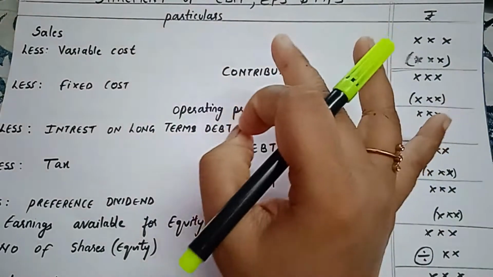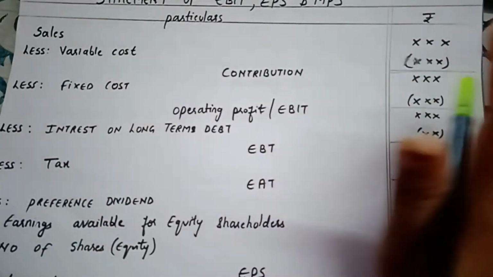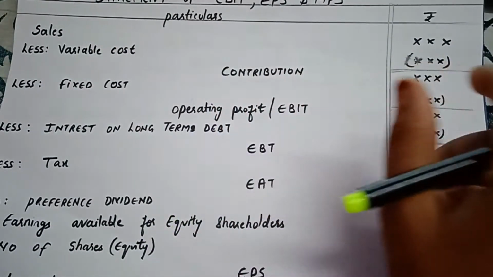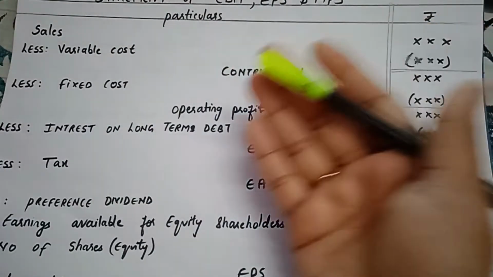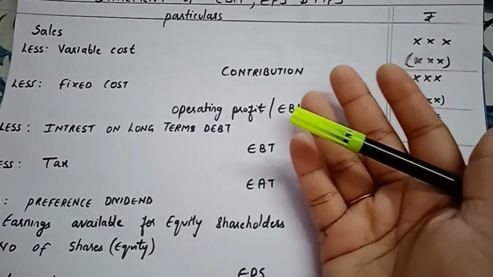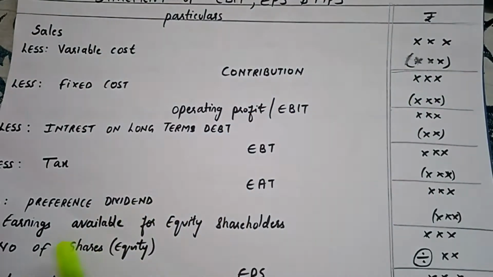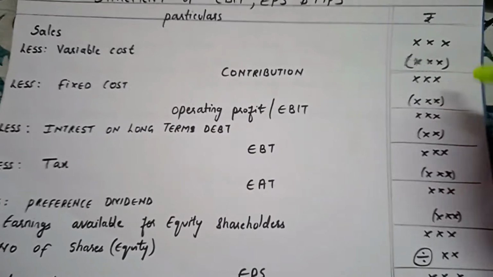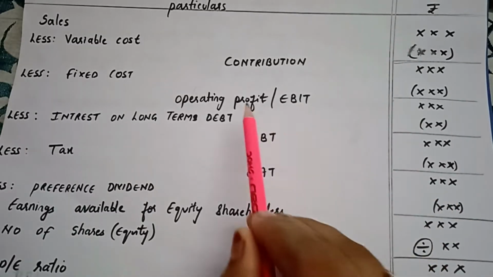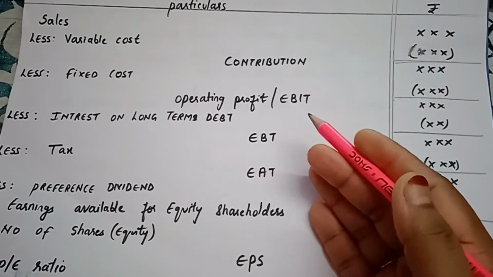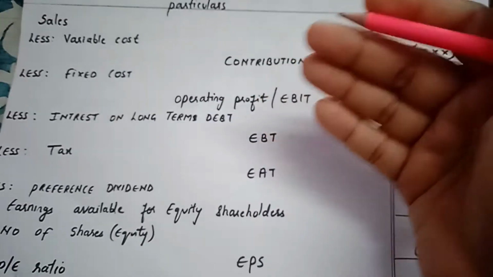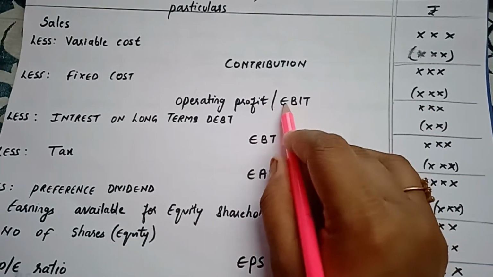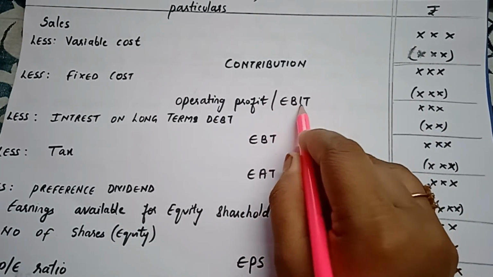Even if your production is zero, your fixed cost will not be zero. Your variable cost will be zero and your sales will be zero, but your fixed cost cannot be zero. That is the basic minimum cost that you will incur. The best example is the depreciation cost, which is a fixed cost that occurs every year. So after reducing the fixed cost, we get the operating profit. What is operating profit? It is the profit you get from the business which you are running. The operating profit is also called earnings before interest and tax.